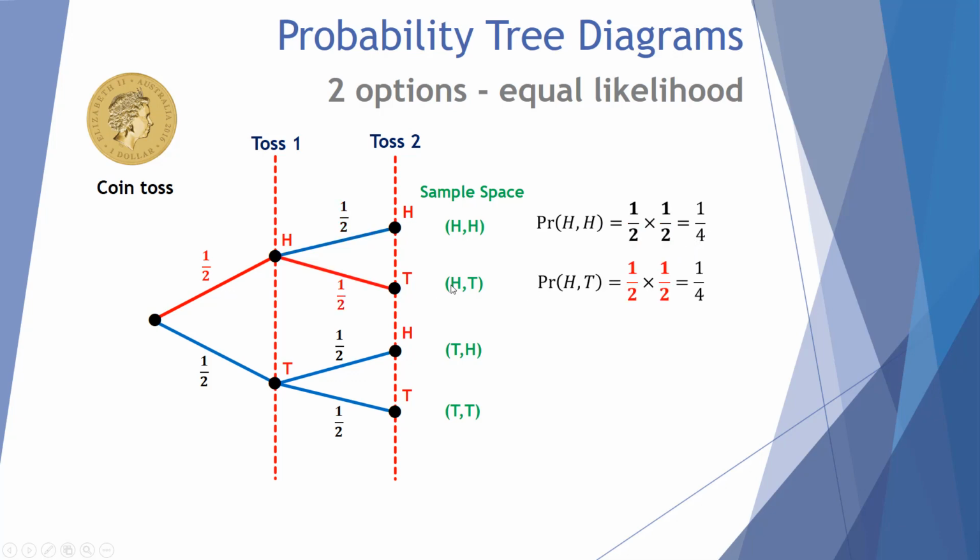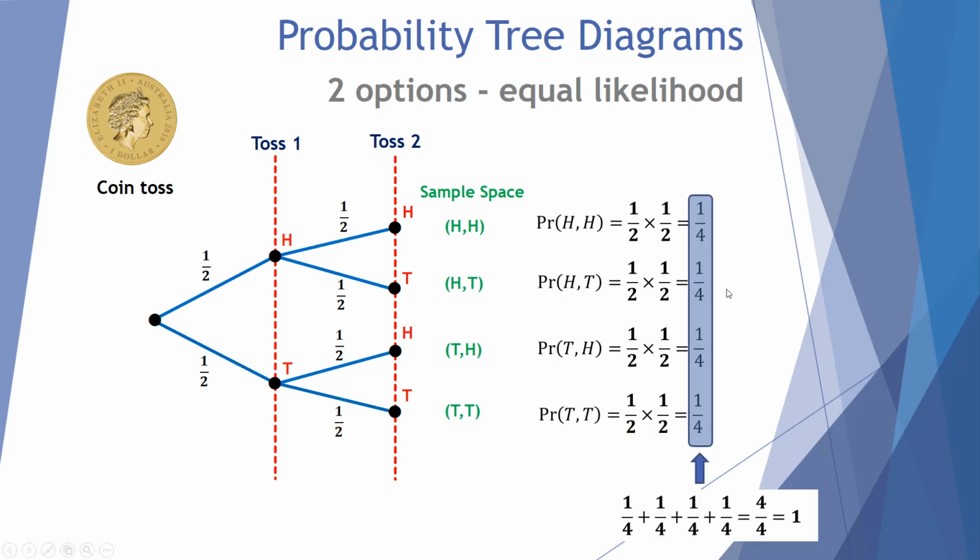Also, the probability of getting a head first then a tail is 1 on 4. Likewise, the probability of getting a tail then a head is 1 on 4, as is the probability of getting two tails. When we add each of these individual probabilities together, we end up with 4 on 4 or 1, which represents 100% certainty that one of these 4 events will occur.